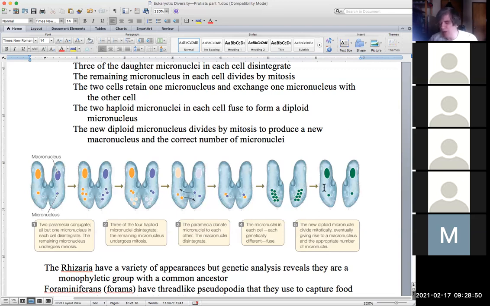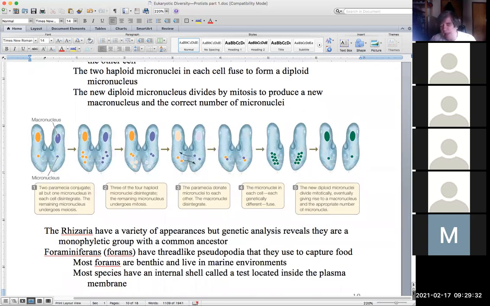And now we have 2 cells at the end, 2 paramecium. Notice that these 2 cells are genetically identical. They both had an identical orange micronucleus and an identical purple micronucleus. But they're identical, but notice they're different than the cells that we had at the beginning, because this purple micronucleus divided by meiosis, this orange micronucleus divided by meiosis. So at the end, we have 2 new paramecia. They're genetically identical to each other, but they're both different than the cells that started conjugation.